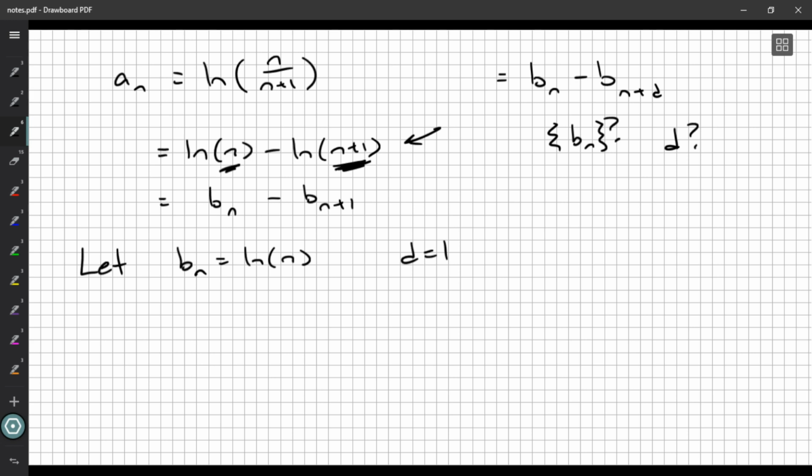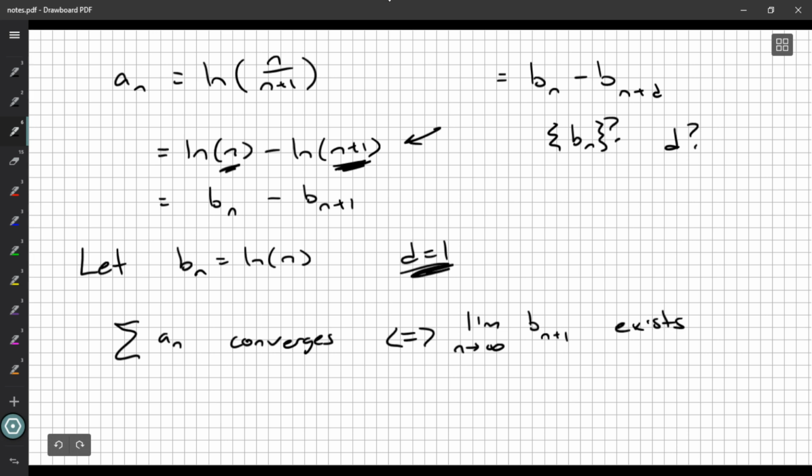How does that help us? Well, a telescoping series converges if and only if the limit of a sum of d consecutive terms in the b sequence exists, if that limit converges to a value. Now, since d is 1, we just need to ask, does the limit of the b_n's exist?